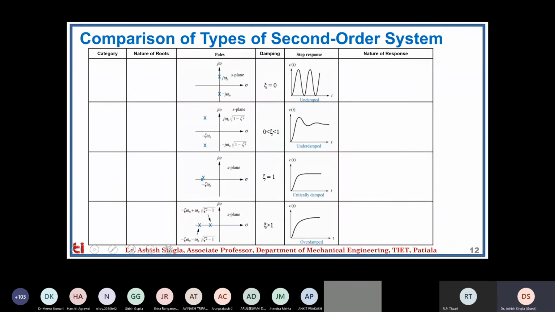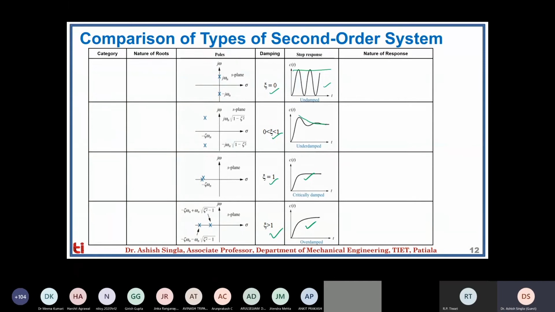This is the comparison of all four kinds of responses, where we have zeta equal to 0, less than 1, equal to 1, and more than 1. You can see over here there is the undamped response, where the magnitude will remain the same. Here the magnitude will exponentially decay. This is the critically damped response, where there are no oscillations at all, and this is the overdamped response, where you have a slightly sluggish response as compared to the critically damped response.